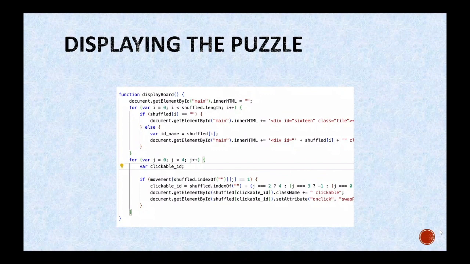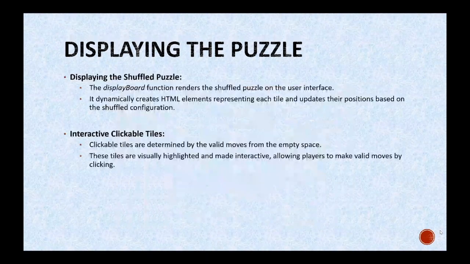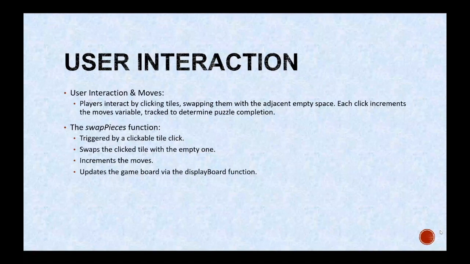And this is displaying the puzzle code. User interaction: the game enables user interactions through tile clicking. Each click swaps the clicked tile with the adjacent empty space. User moves are tracked to monitor progress and determine when the puzzle is solved. The user interacts with the game by clicking on the clickable tile to make moves.